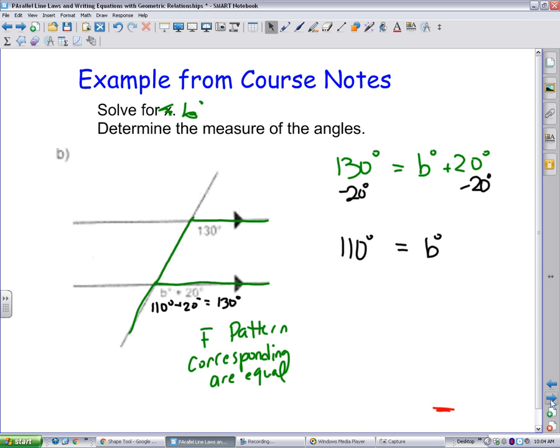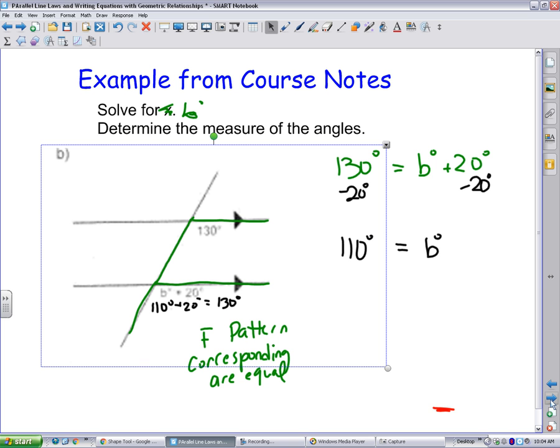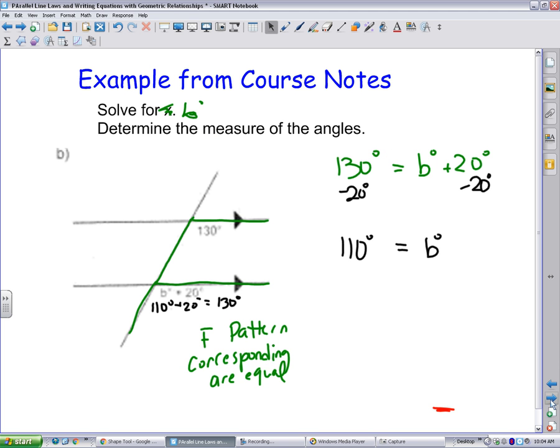That's not a really big surprise, because we already knew that the angle that corresponds to it is 130 degrees. So you're going to be working on solving problems like this on your whiteboard. Make sure that you document it, write your equation, and solve. The answers will be on the back of the cards. Good luck.